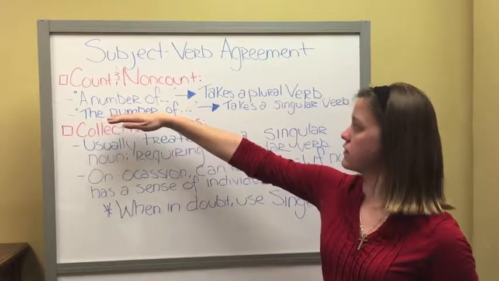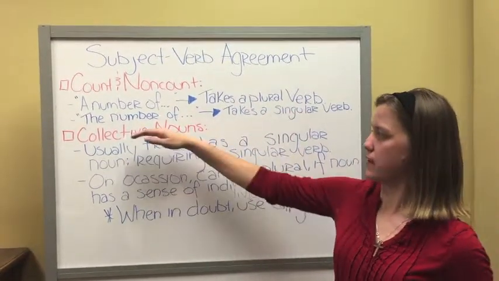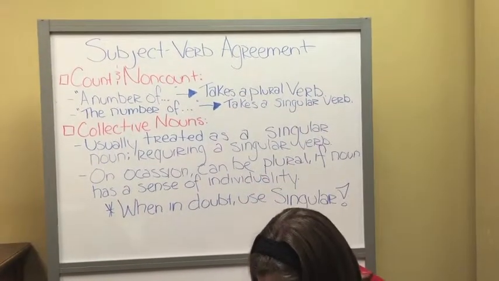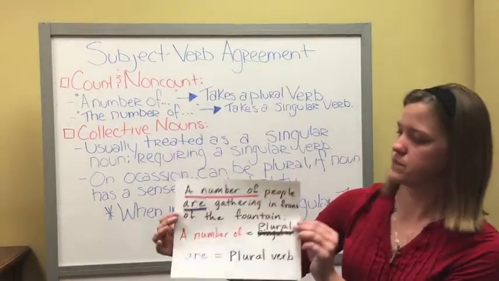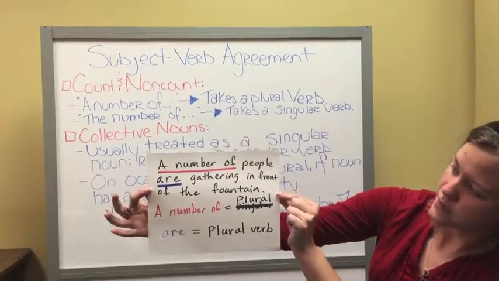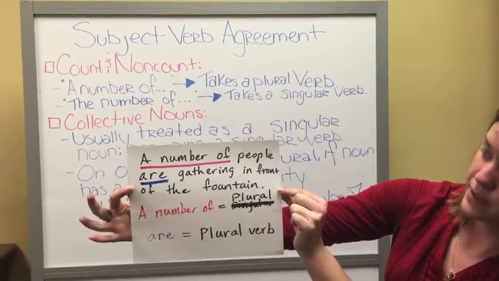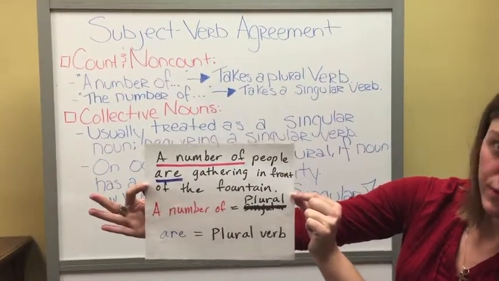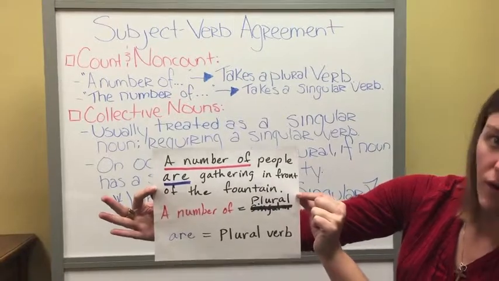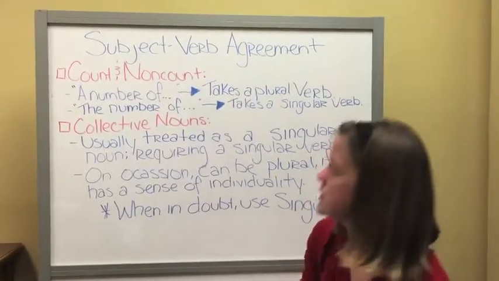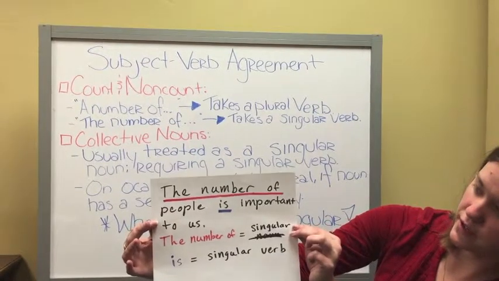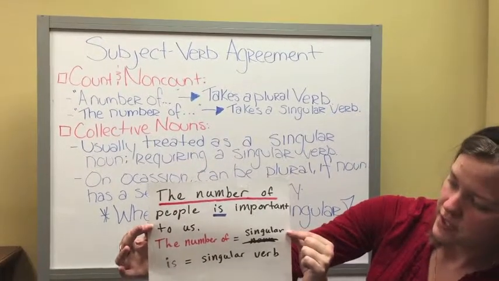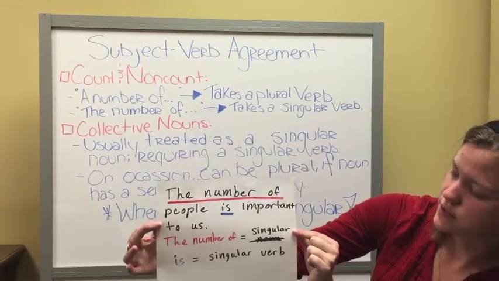The phrase a number of takes a plural verb, and the phrase the number of takes a singular verb. An example of this would be, in the plural situation: a number of people are gathering in front of the fountain. A number of is considered plural, therefore requires the plural verb are. And in a singular situation: the number of people is important to us. The number of is considered singular and requires the singular verb is.